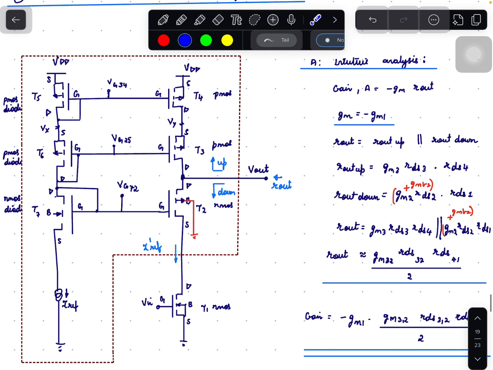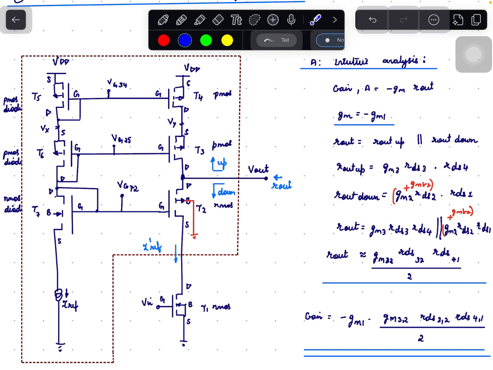So here we have replaced the constant current source by a full cascode current source, and the output is taken from the drain of T2, which is shown here. So this represents a full cascode NMOS inverting amplifier. By intuitive analysis, let us find out the gain of this circuit.